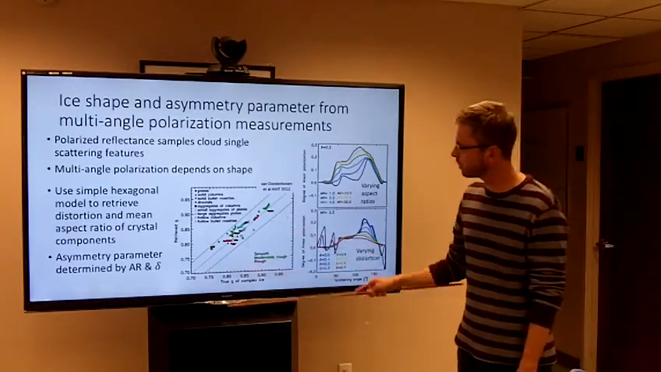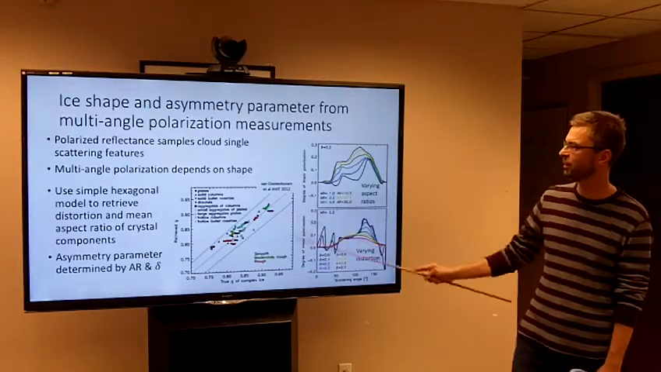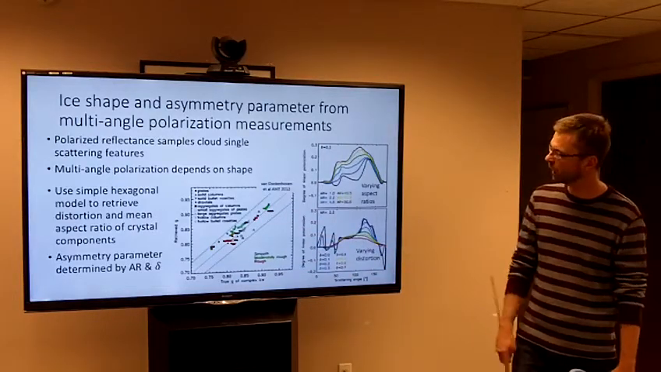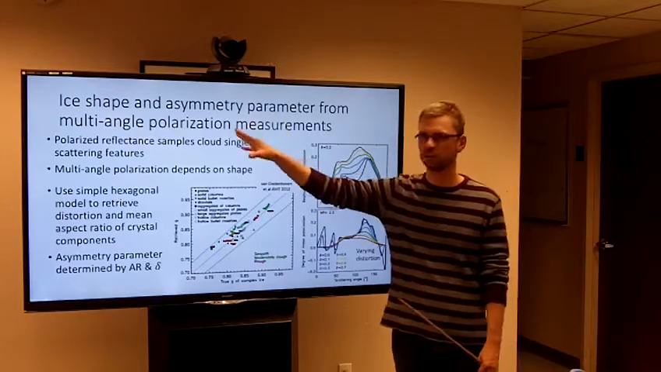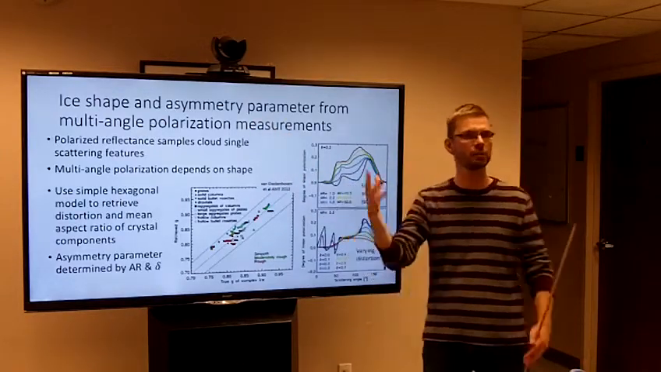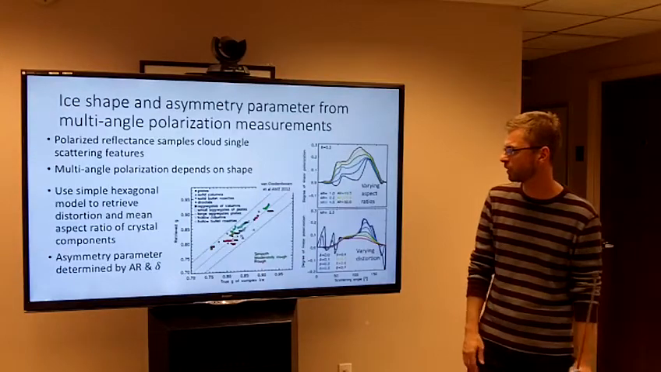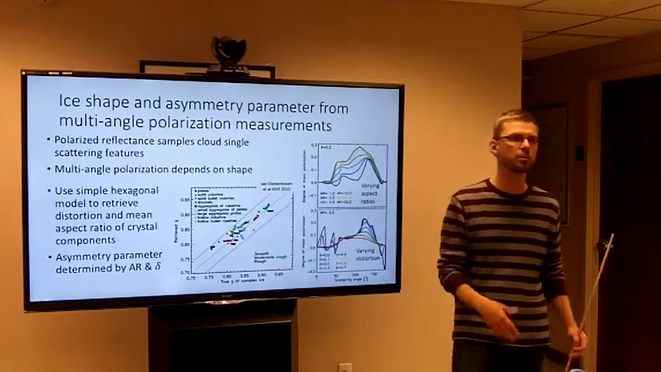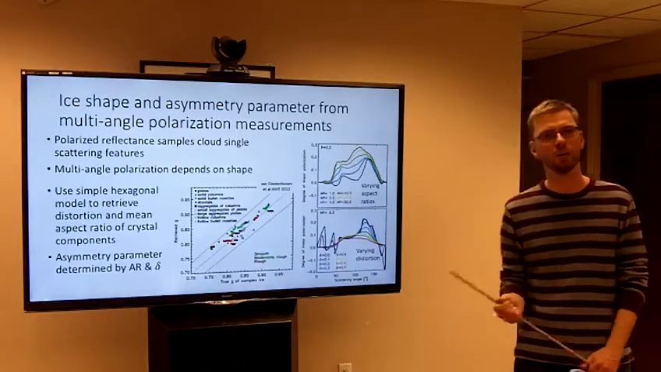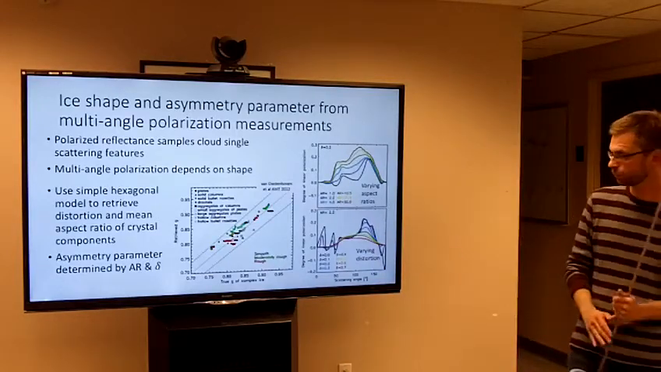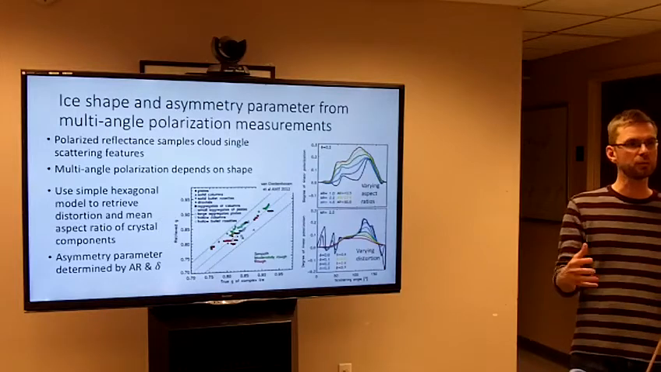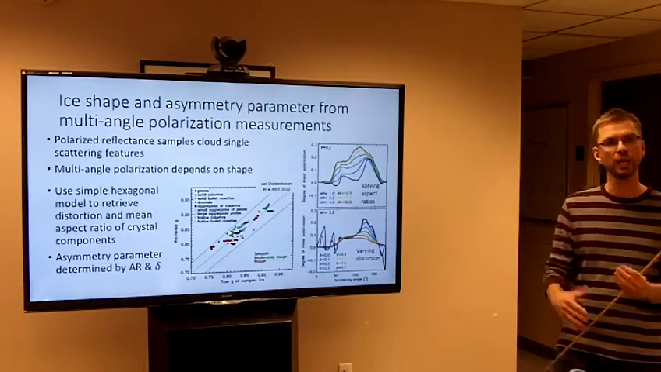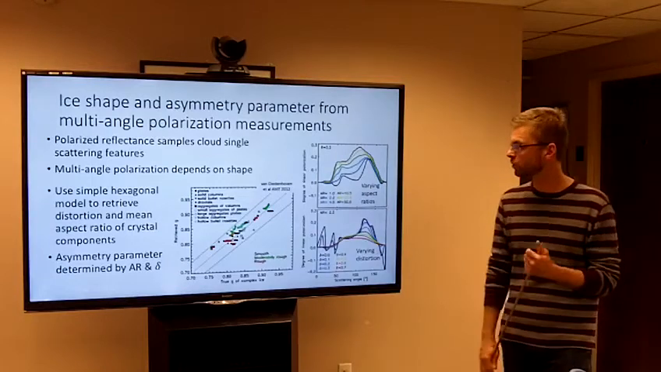I applied this quite a long time ago on simulated measurements, using the complex habits that I showed before from Ping Yang's group. I can retrieve the asymmetry parameter from that within about 5% or so. I also retrieve the aspect ratios of components of these crystals, and the level of distortion.